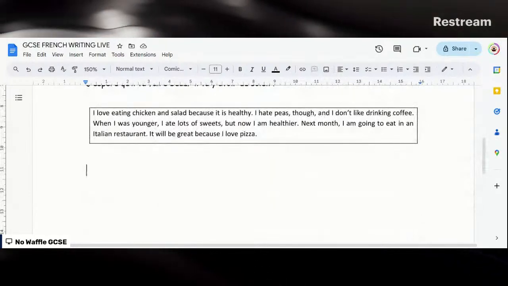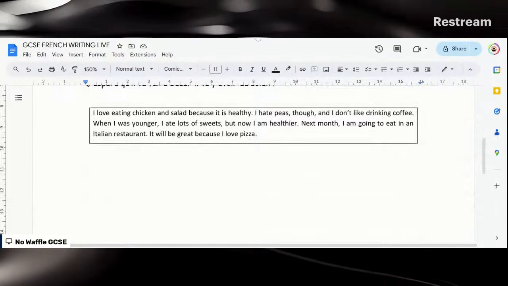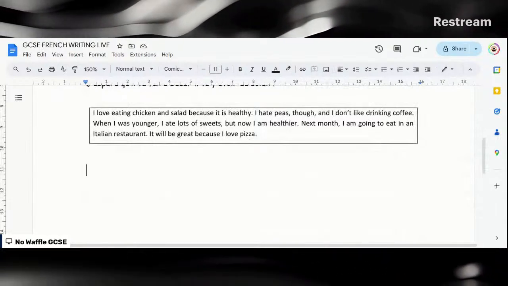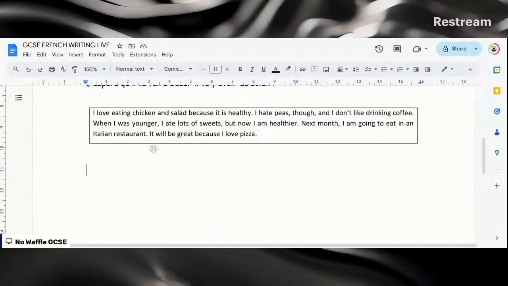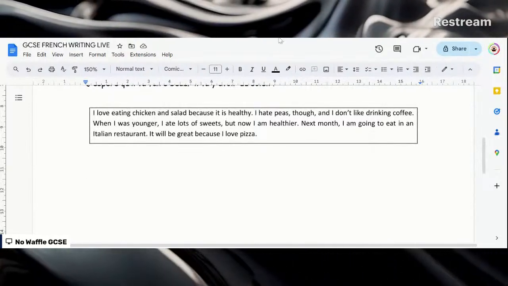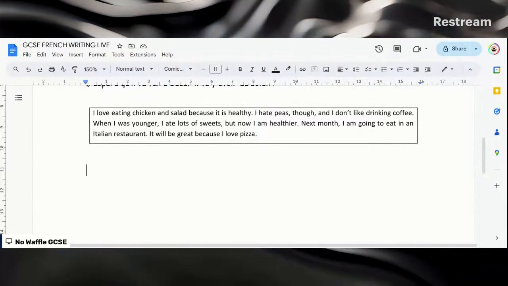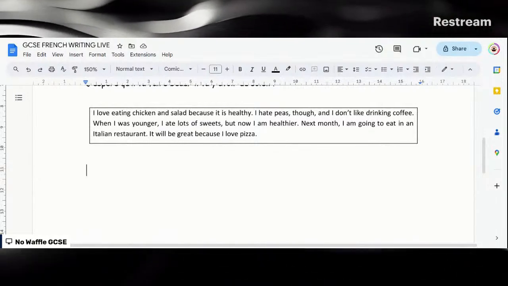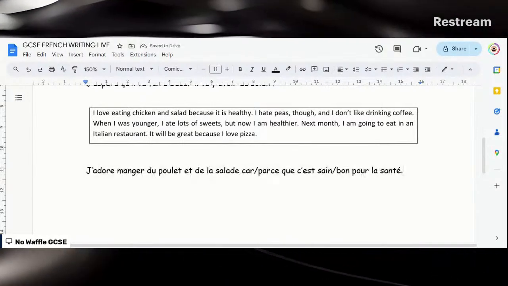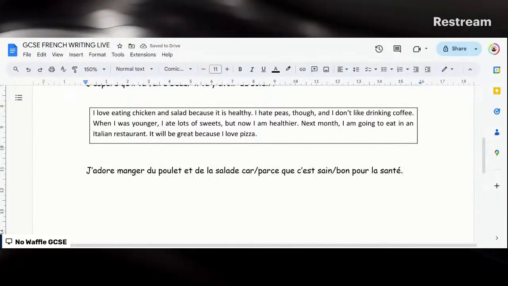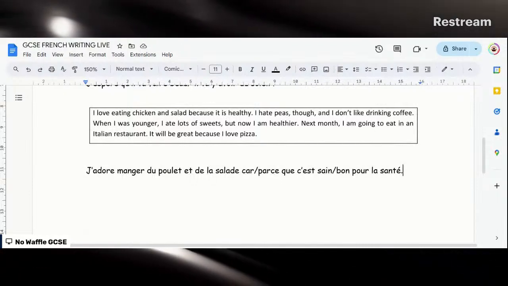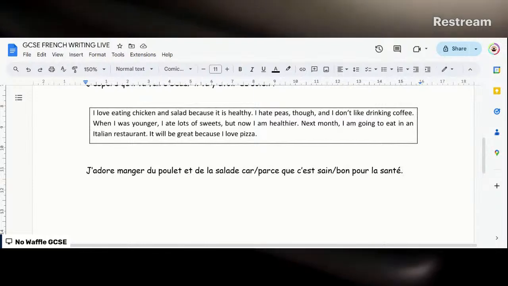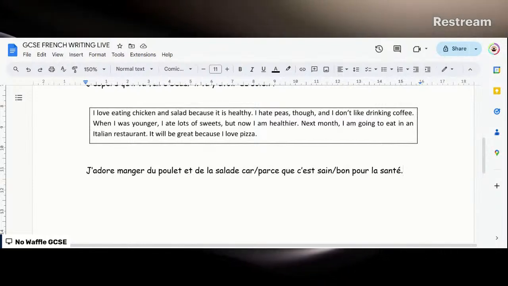Okay, I love eating chicken and salad because it is very healthy. So I love is j'adore. And then you've got the infinitive there, manger. And then chicken and salad. So we don't just say chicken and salad in French. You've got the prepositions which you need to ensure you use. So j'adore manger du poulet et de la salade. So remember looking at whether the nouns we're talking about are masculine or feminine, and then are they plural or singular?